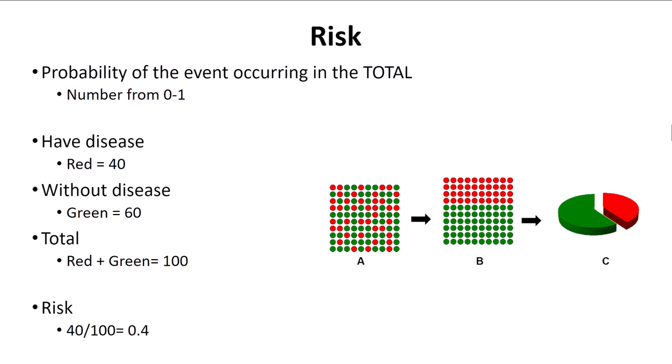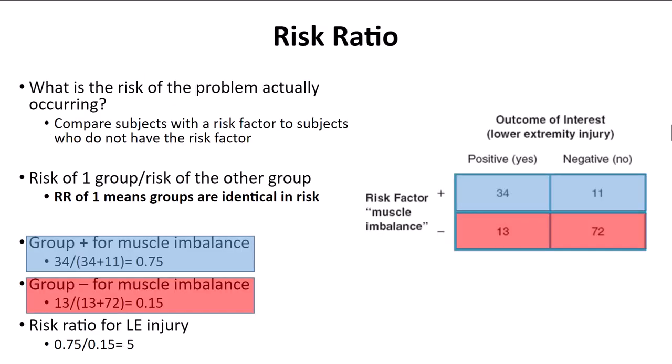And you should know that risk is typically a number between 0 and 1, so it's going to be a decimal. The other thing you need to know with regard to risk is another word. It's known as a risk ratio.